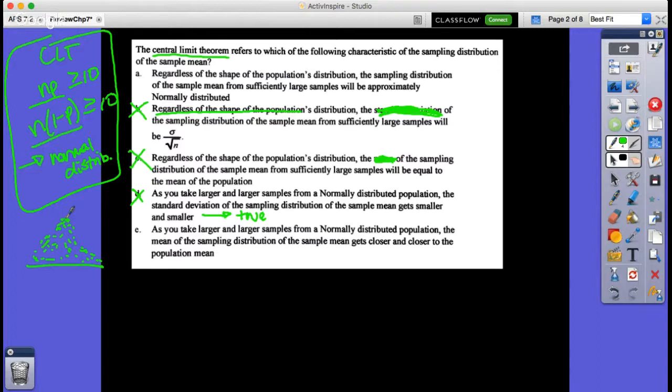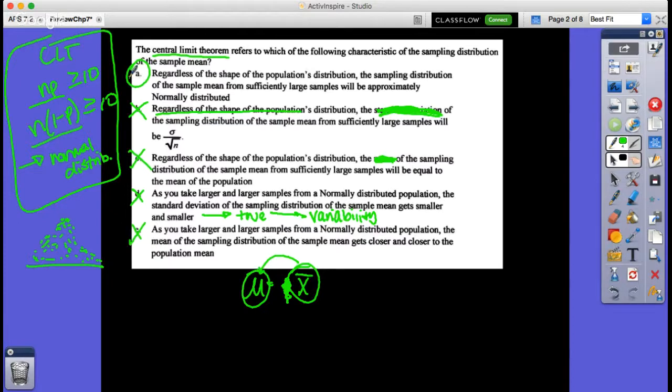E says as you take larger and larger samples from a normally distributed population, the mean of the sampling distribution of the sample means gets closer and closer to the population mean. This right here on D refers to variability. As we increase the sample size, we decrease variability. But as we get more samples, my mean of my samples equals mu. When that is true, we say our bias is low, or actually it's no bias when they're exact, but the closer they come, the lower the bias. But this still has nothing to do with the central limit theorem.